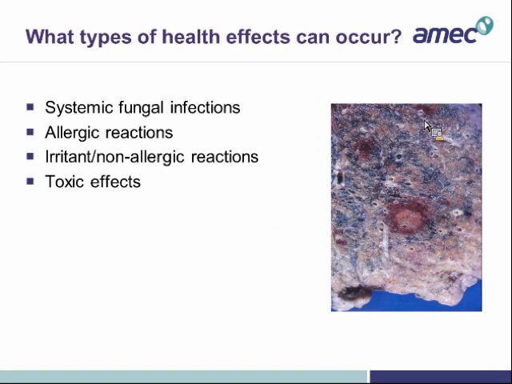Well, there can be systemic fungal infections. So we know that people who are immunocompromised can become susceptible to certain diseases like aspergillosis, which is caused by some Aspergillus species. And with aspergillosis, there's a fungal ball that forms in the lungs, and it causes difficulty breathing. It can cause liver and kidney problems and eventually death. So we know that there are those fungal infections. We know that there are allergic type reactions that occur as well, also irritant, non-allergic type reactions. And I'll talk a little bit about what toxic effects are seen as well.